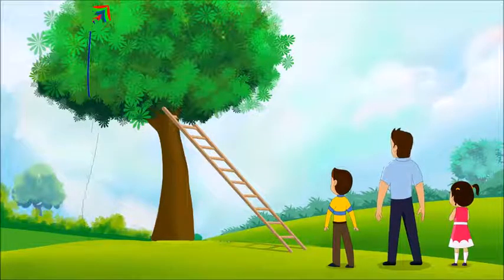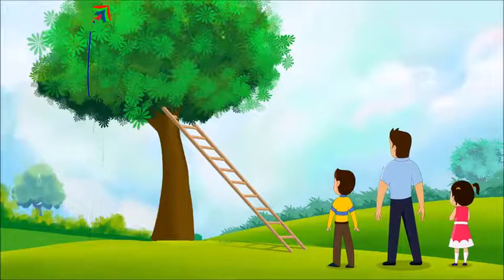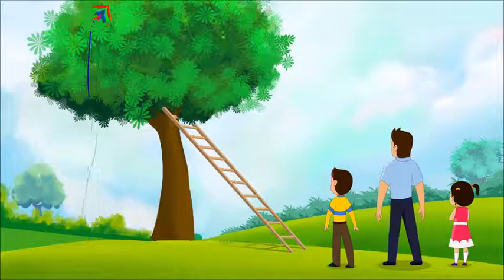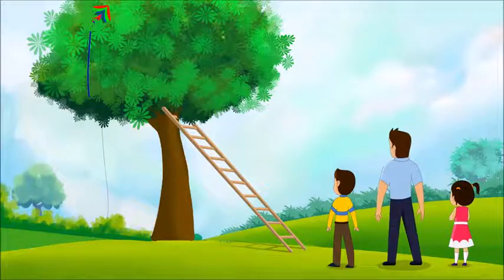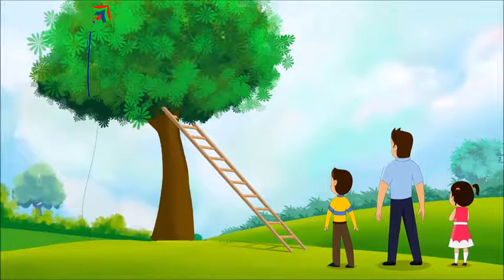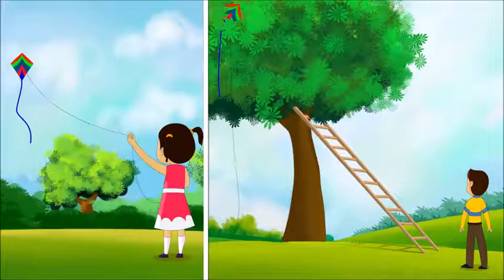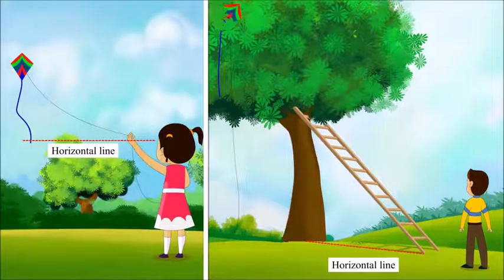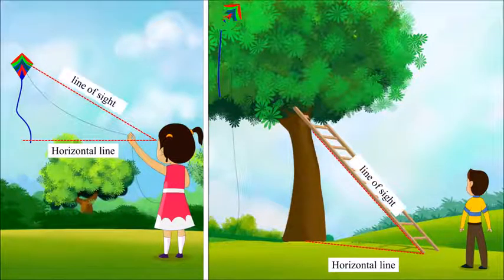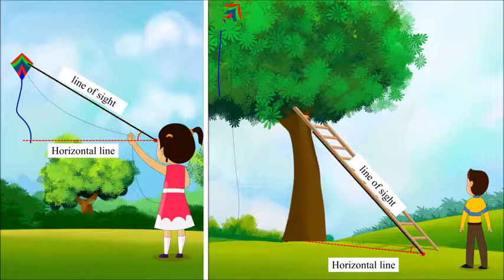Yes, Abhi. Do you know any interesting fact about this angle? What interesting fact, Father? An angle is formed between the horizontal line parallel to the ground and line of sight of any object. We call it the angle of elevation. A line of sight is an imaginary line from the eye of an observer to the object.